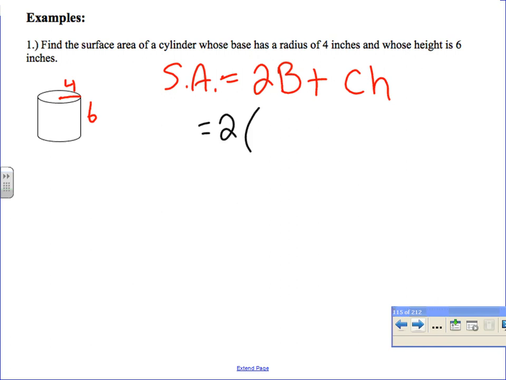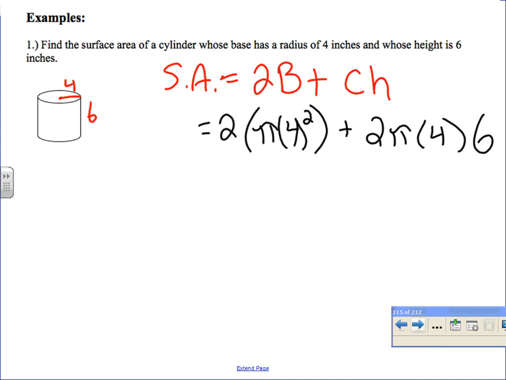So 2 times pi r squared. I didn't mean to put r. Radius is 4. Okay, so 2 times pi r squared. So we're just squaring the 4, which you should do that first. And I probably should have kept that 4 in parentheses. Plus circumference, which is the distance around the circle, 2 times pi times radius. Height is height of the cylinder. I was going to say prism. Height of the cylinder, or our stool for our table, which is 6.